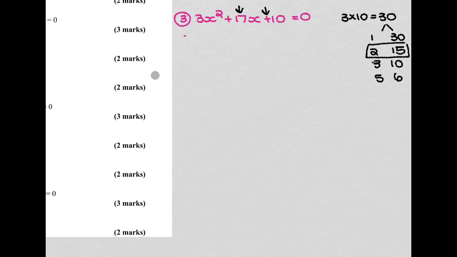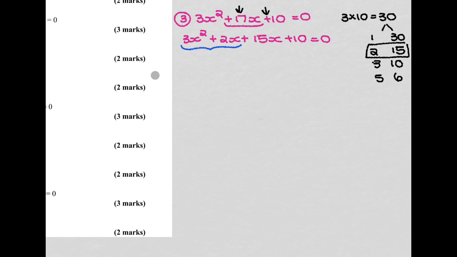So I'm going to say 3x squared. Now I'm going to use that 17 and split it up into 2x and 15x. And then bring down the 10 equals to 0.